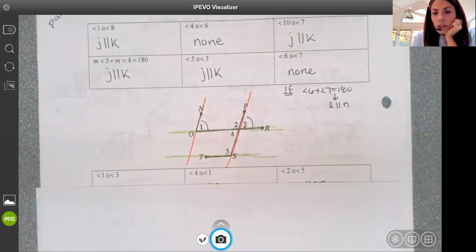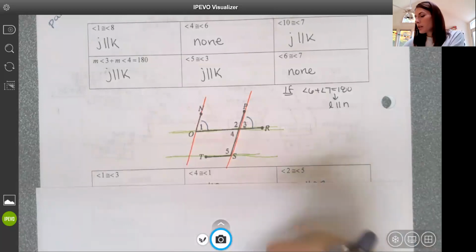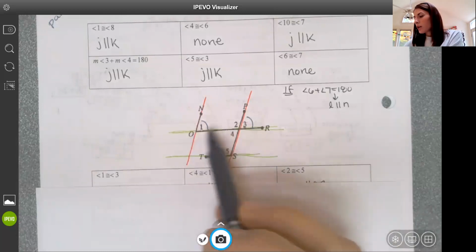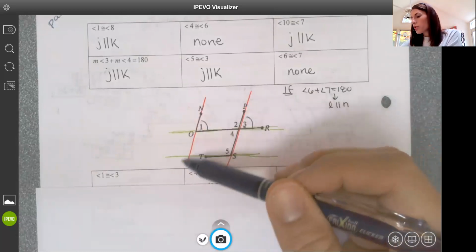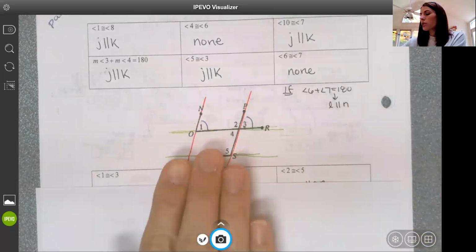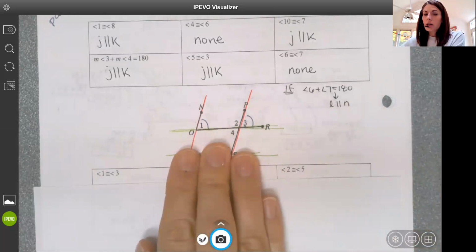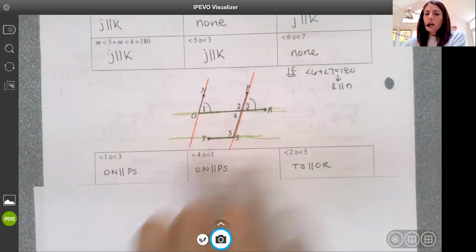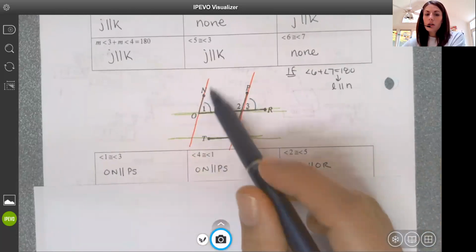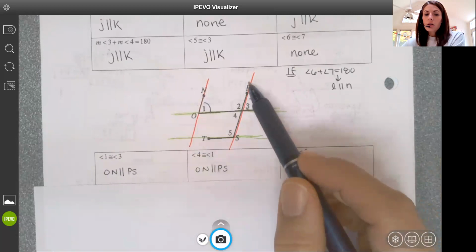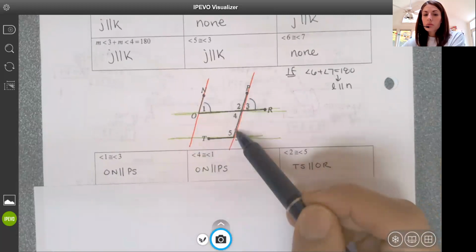Come on, what angle relationship do 1 and 3 have? One's inside, one's outside. They're on the same side. What is that called? Corresponding. And so we can use corresponding. It's on my list. So I can say they're corresponding, showing these two lines parallel. So here's my transversal that they're on, and they're connected to N and P. So I used line ON and line PS would be parallel.